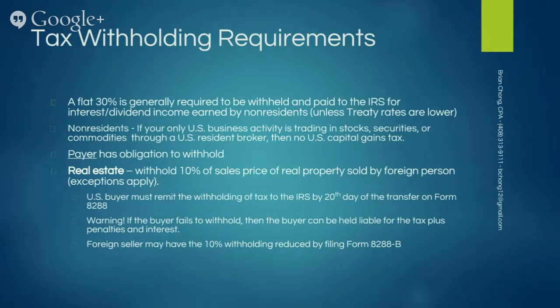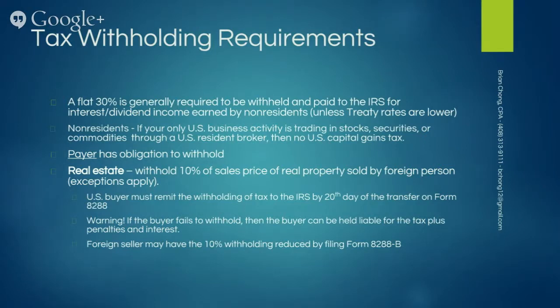So that flat 30% tax, that's to be withheld by the payer. Okay. So whoever's paying the income to the foreigner, the immigrant, they're responsible for withholding the money. However, let's say that client, their only business activity is trading stocks and securities and commodities, then there's no withholding. They don't pay any capital gains tax.